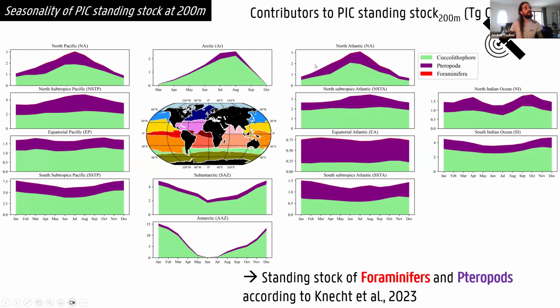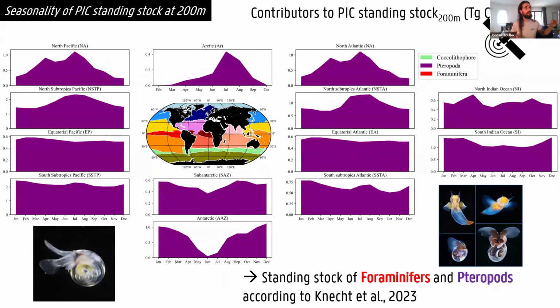When we look at this, we observe that we have mostly coccolithophores. Coccolithophores dominate the standing stock, except in the equatorial Atlantic, where we have a higher contribution of pteropods to the stock. But if we decompose these different taxa, for pteropods we still see the seasonality in the Northern Hemisphere. That is the case of the North Pacific, Arctic, and North Atlantic.